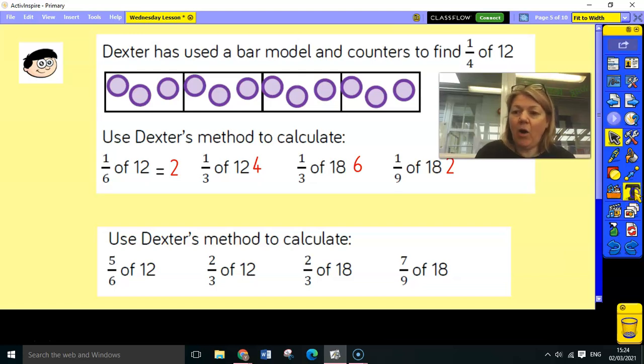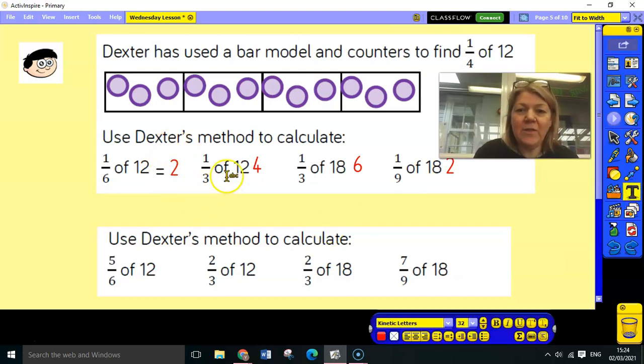So how did we get on? I know that I can use these answers here to help me. You may have done a bar model, and that's brilliant practice. So if you have, that's absolutely fine. But I know that the answer to this is 10, because I know that 1/6 is 2, but I've got 5 of them. So all I've done is 5 lots of 2. I've just multiplied my 5 by my 2 to get 10.